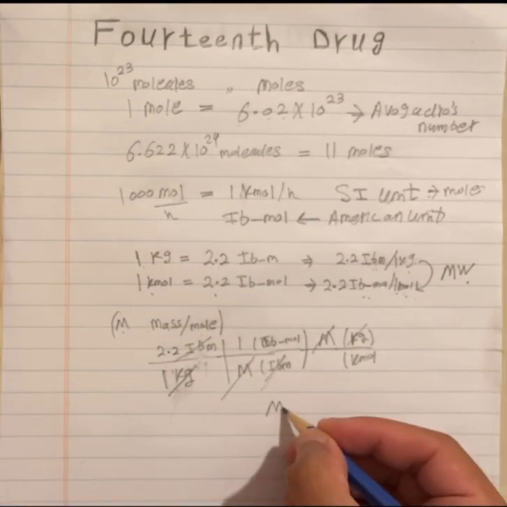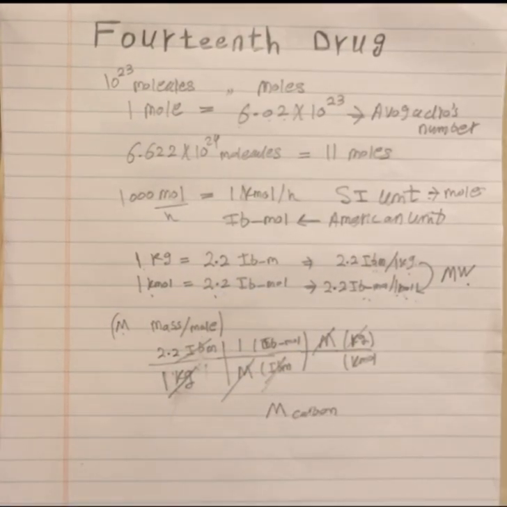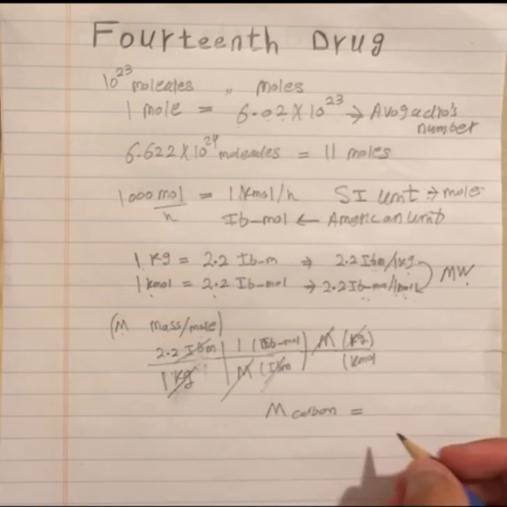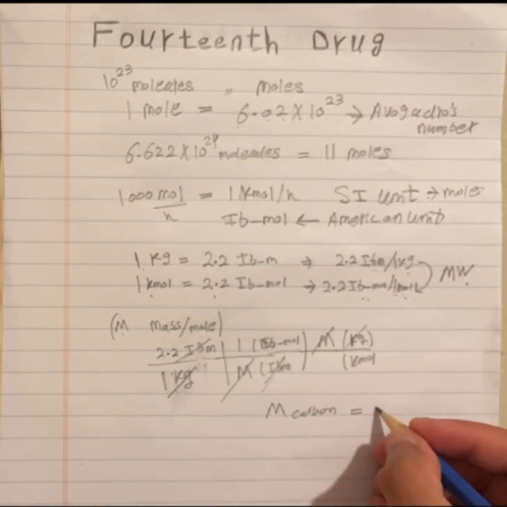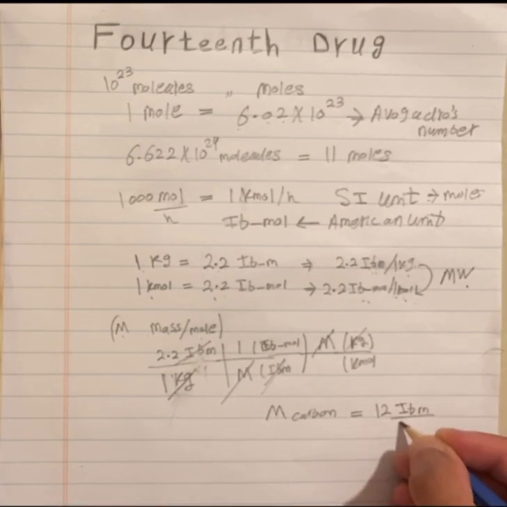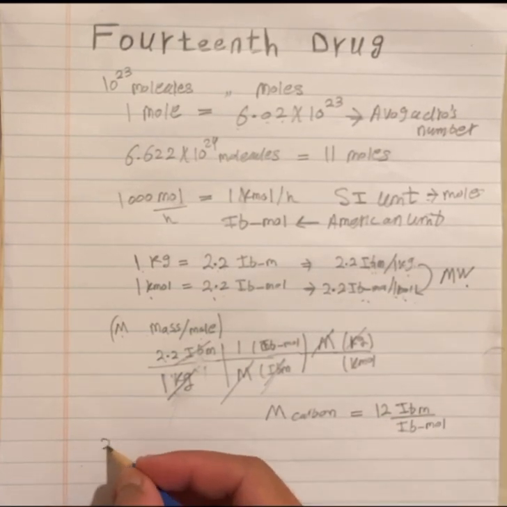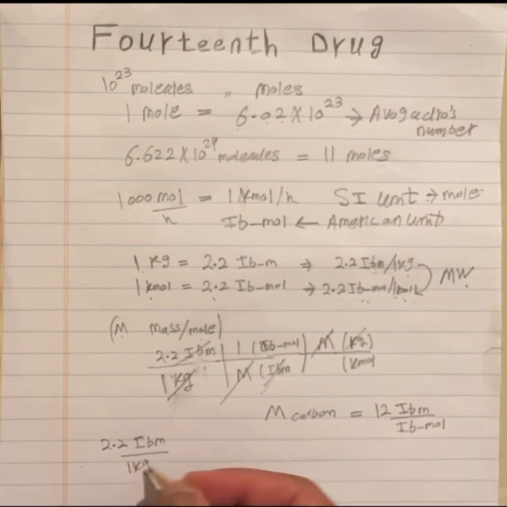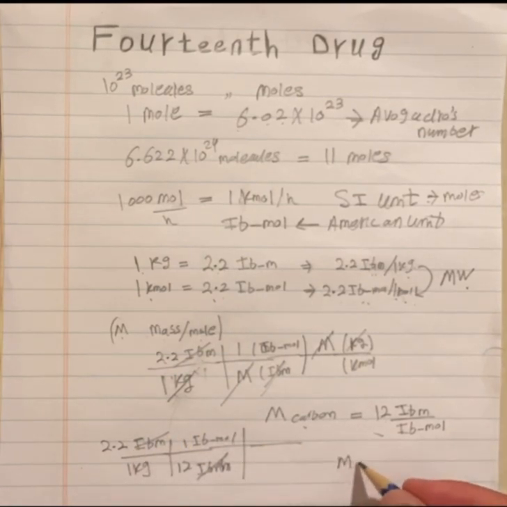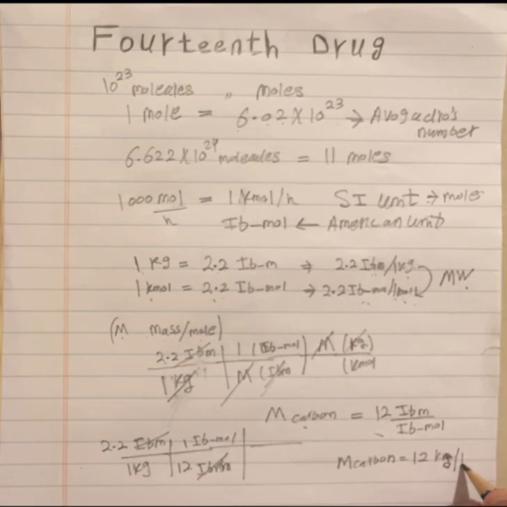If this M is for carbon, I'm sure we have chemistry people watching, so they will be proud. Carbon is the door to organic chemistry, and it has a molecular weight of 12, with the unit pound mass divided by pound mole. For the 2.2 pound mass per 1 kilogram conversion factor, I need to divide by 12 pound mass with pound mass. You know that the mass of carbon will also be 12 kilogram for 1 kilomole.